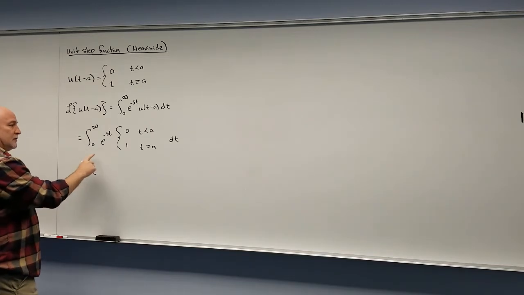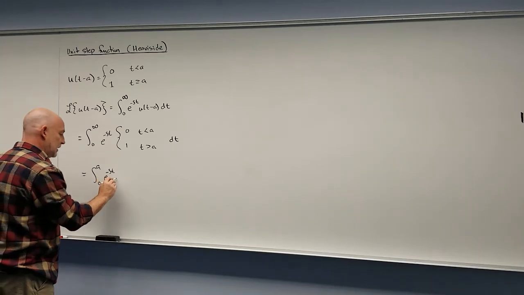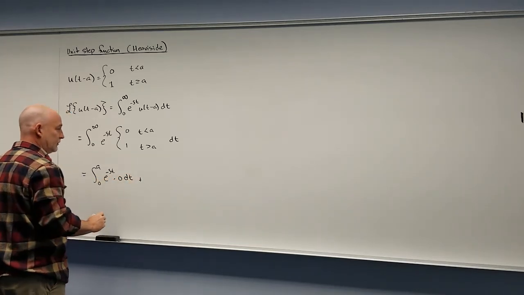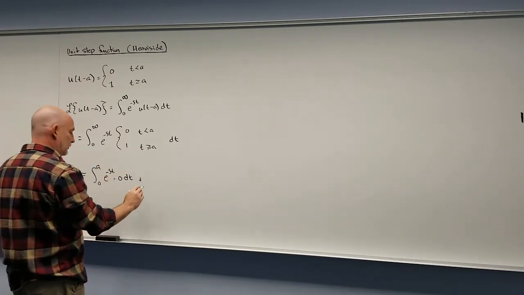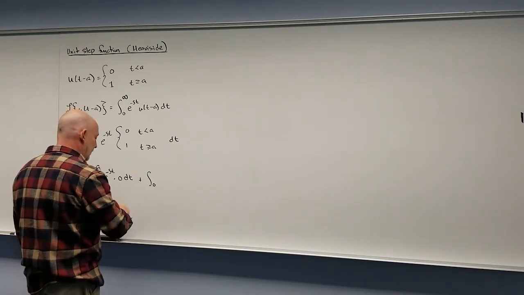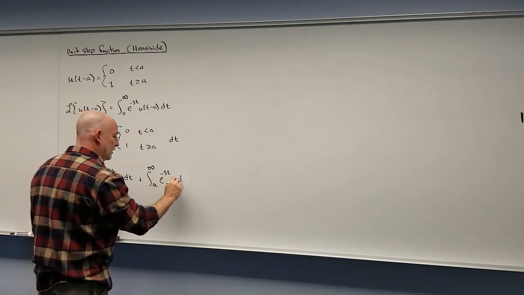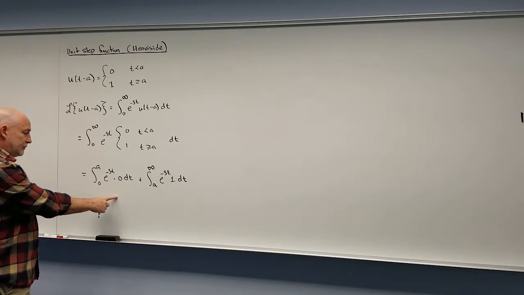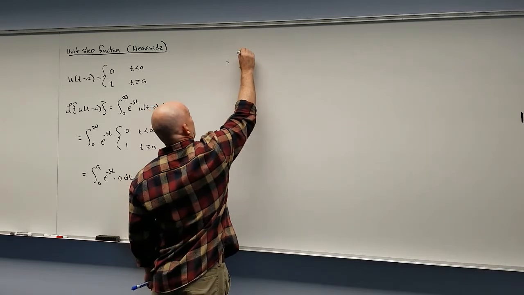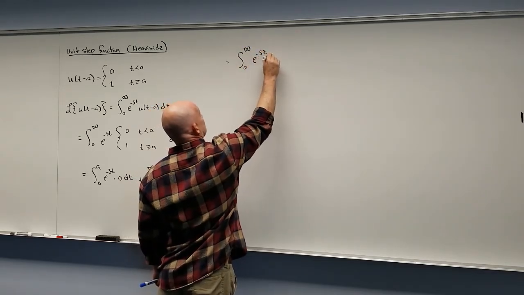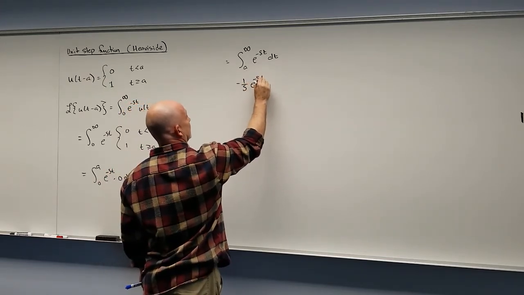So the idea here is this is exactly 0 for t less than a. So from 0 to a, this is e to the negative st times 0 dt, plus, and then after a, greater than or equal to a, it's equal to 1. So this will be the integral from a to infinity, e to the negative st times 1 dt. So this first integral is 0. It goes away. So really, all we need to do is evaluate the integral from a to infinity, e to the negative st dt. So integrating that, we get negative 1 over s e to the negative st.